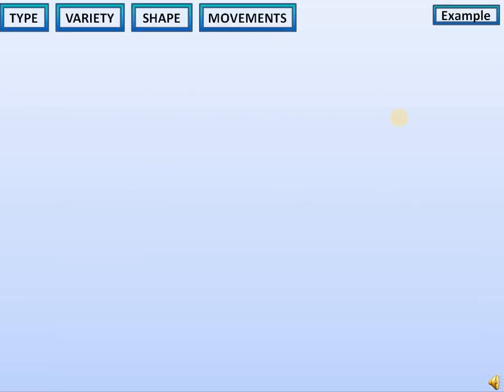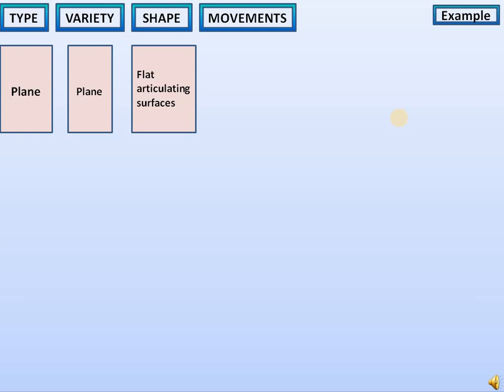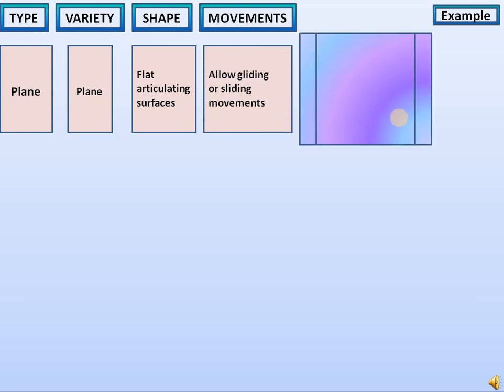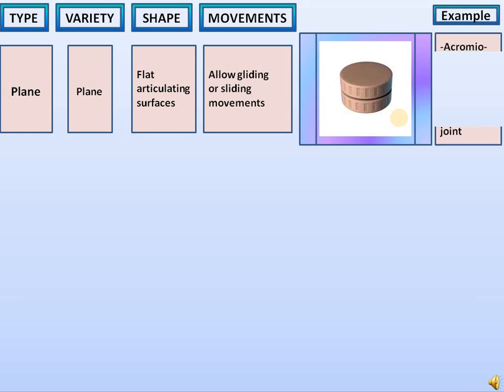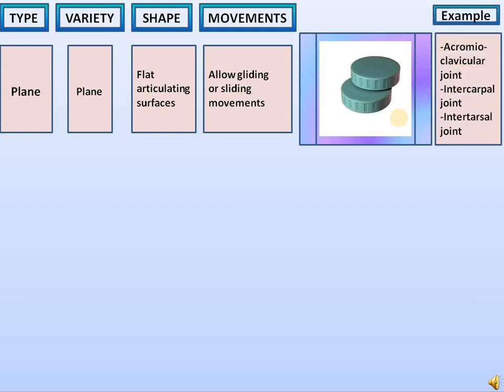So now we are going to discuss the synovial joint under headings like the type, variety, shape, movements, and examples. In this, first we have the plane synovial joints. Here we have flat articulating surfaces that allow gliding and sliding movements, as you can see in the picture. Examples of plane synovial joints are the acromioclavicular joint, intercarpal joint, and intertarsal joints.